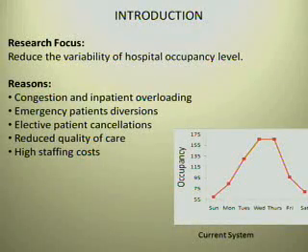The focus of this research is to reduce the variability of hospital occupancy level, because high variability is heavily associated with a lot of bad things. It causes congestion and inpatient overloading, increases emergency patient diversions, increases elective patient cancellations, reduced quality of care, and high staffing costs. And as you can see here, it shows you the graph of occupancy level over 7 days of the current system.